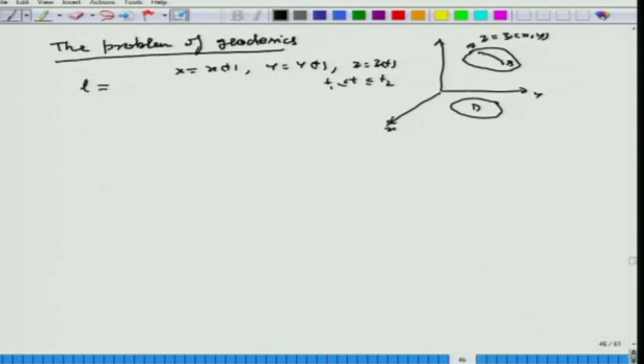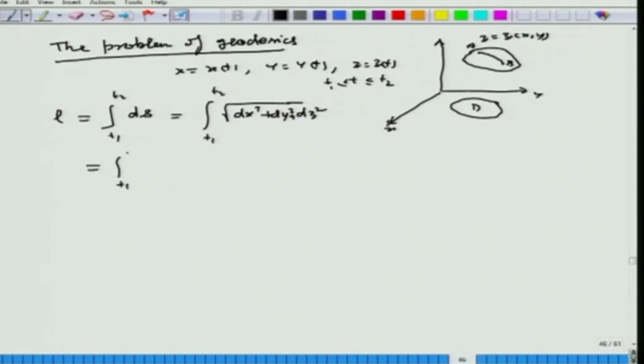So, that is what will be parametrically this curve will be described by these three equations, and so then L will be given by the integral from t 1 to t 2 of d s, and that is the integral from t 1 to t 2 of square root d x square plus d y square plus d z square. And so, in terms of parameters t 1 to t 2, d x by d t square plus d y by d t square plus d z by d t square, d t, and then these x, y, z must satisfy this.